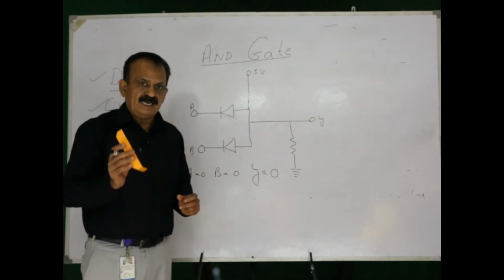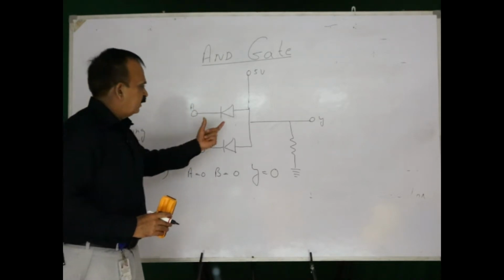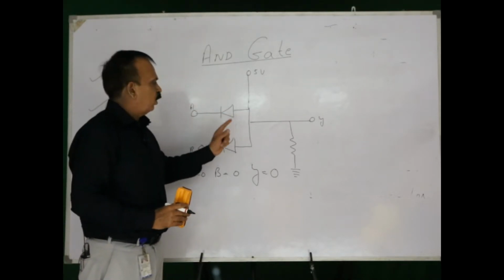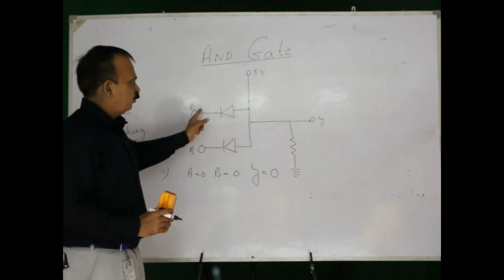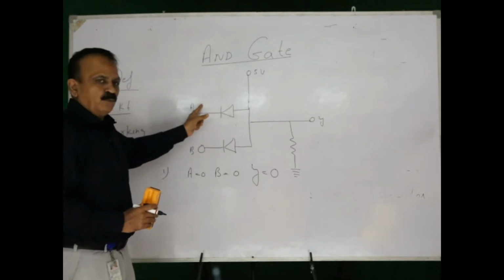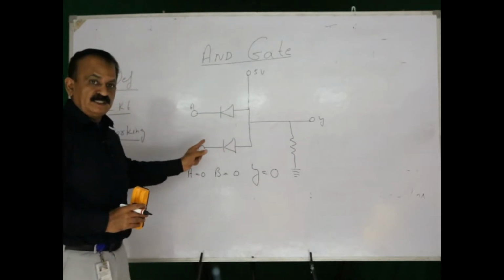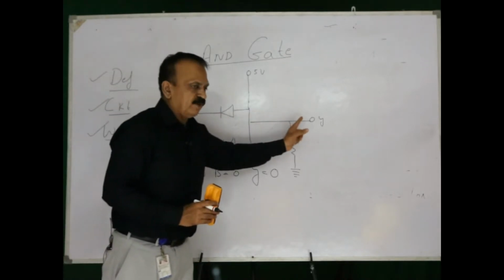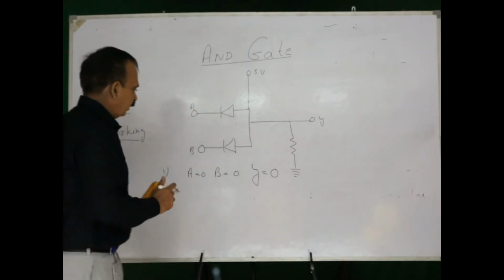This is important, I am repeating it. A is equal to 0 and B is equal to 0, this diode will be conducting because this P part is connected to the high voltage and this is at the low voltage. So, there will be current flow through this diode, there will be current flow through this diode also, no current will pass through the output. So, Y is going to be 0.